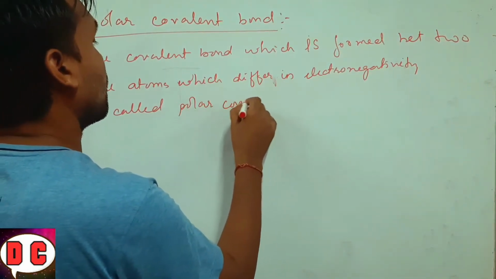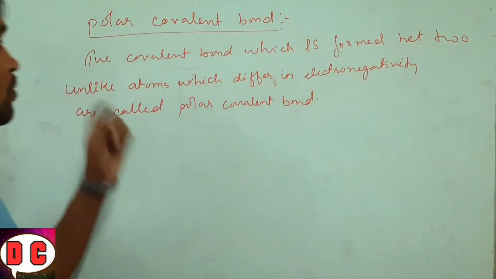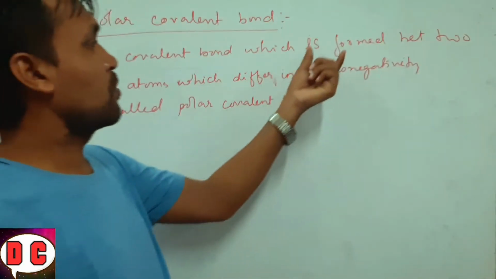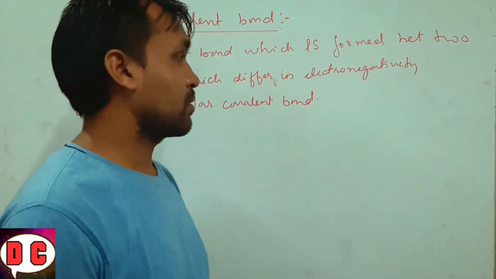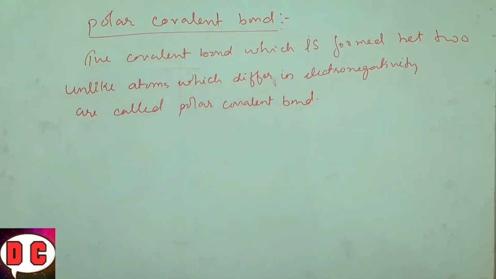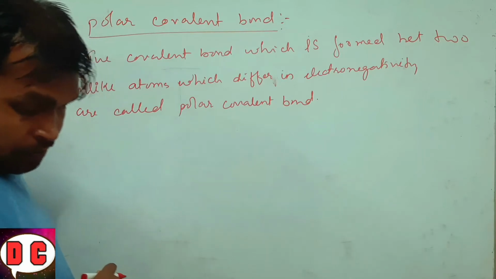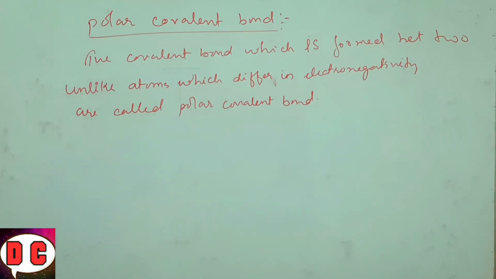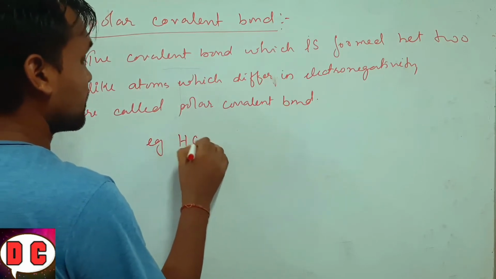Got it? So what is a polar covalent bond? The covalent bond which is formed between two unlike atoms which differ in electronegativity is called a polar covalent bond. For example, let us take an example of HCl. So in examples you can write HCl.